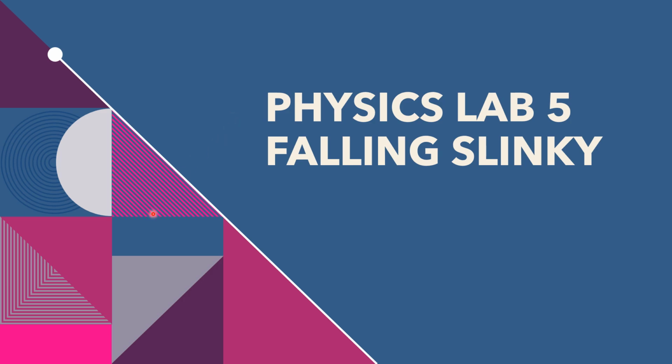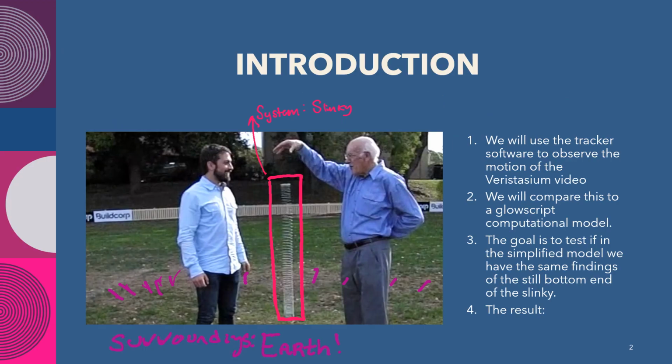Hello, welcome to my Physics Lab 5 on the falling slinky. So the system in this problem is a slinky that he's dropping. The surroundings are just Earth, and in this video the slinky is stretched until it's at its equilibrium length with the Earth pulling on it, and then it's dropped, and the focus is on where the bottom of the slinky is when it drops.